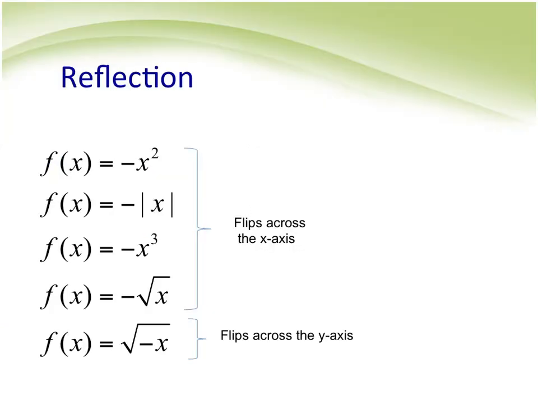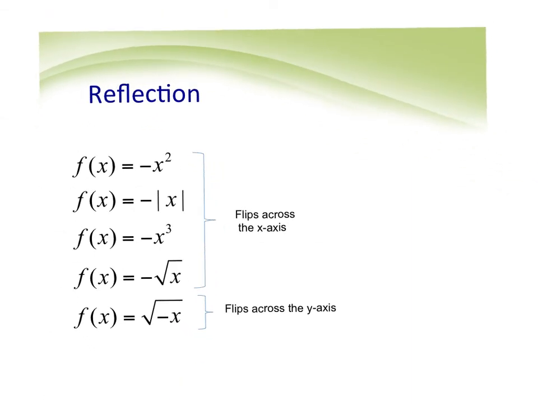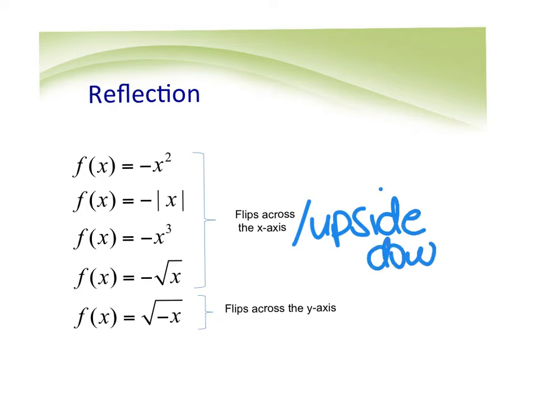All right, then there's a reflection. If the negative is on the front of the function, then it flips it across the x-axis. It flips it upside down. So my U would flip upside down, okay? My V would flip upside down. My cubic function, instead of going up to the right and down to the left, would be up to the left and down to the right. And the square root would flip upside down. So instead of pointing up and to the right, it would point down and to the right.